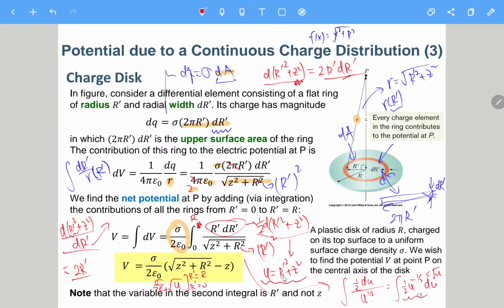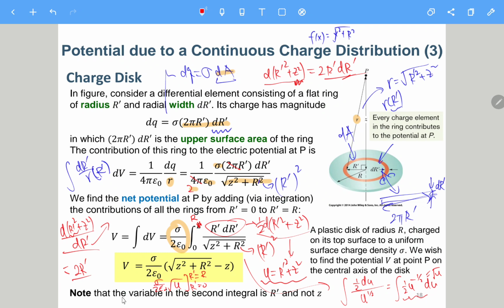Here, if you plug in r prime to be R, we have R squared plus z squared, and then take the square root. So you have this term, the square root of z squared plus R squared, and then minus this function, the square root of u, evaluated at r prime equals 0. At r prime equals 0, u equals z squared, and taking the square root gives z. So you get the second term. That's why we get this expression. So we have V to be this expression.